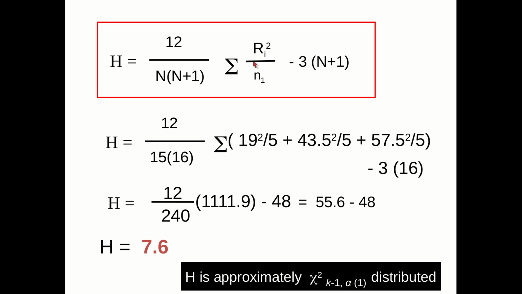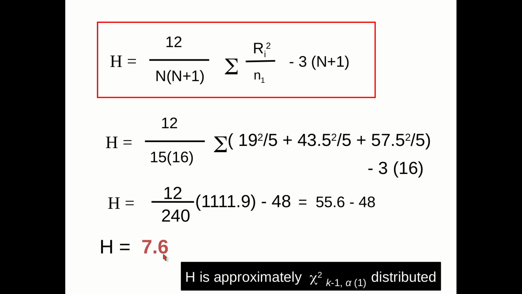Then this sum is made for each level i from 1 to k, so there's a sum over the ranks for each of the groups. You do this for one group, then the other group, and then the other group, and then you multiply this fraction by this one. I'm not showing calculating the ranks here, but this whole formula would end up being an observed H statistic of 7.6.